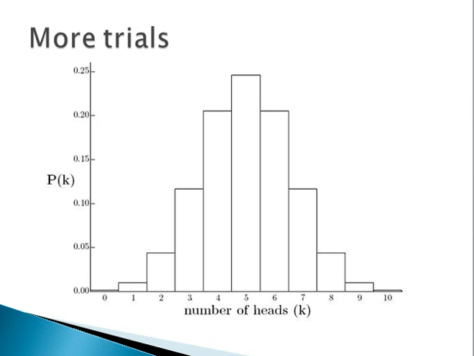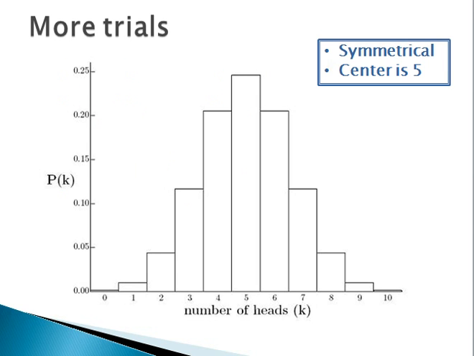We get a symmetrical graph with the center at 5. Which makes sense because if we flip a coin 10 times, it's pretty usual to think that we can get 5 heads, right? That's about a 25% chance, or a probability of 0.25.